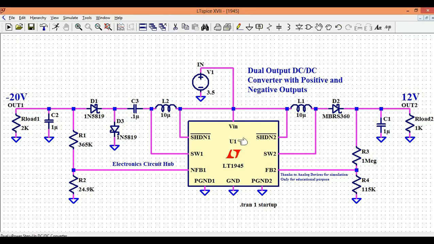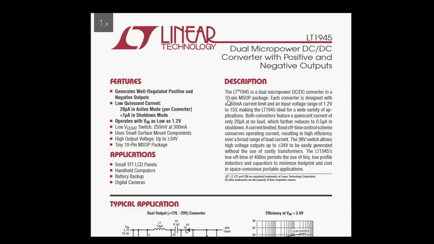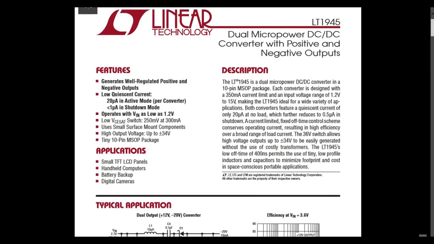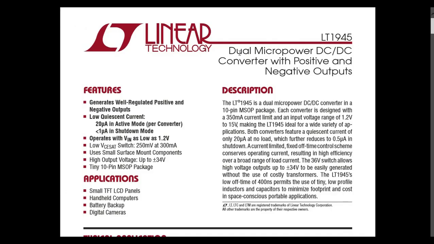If you go and look at the data sheet of LT1945, this is a dual micro power DC-DC converter with positive and negative outputs. Let's first look at the data sheet of LT1945, and then later we are going to understand the design of the dual output DC-DC converter, and I'll run the simulation and show you the waveforms there.